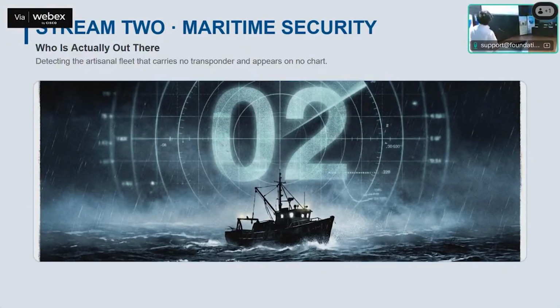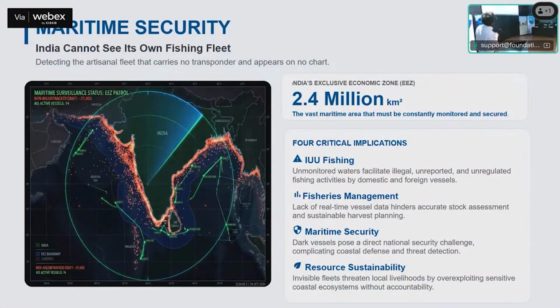Now the second thing was the maritime security aspect, especially related to the AIS. This is one of the very important aspects of maritime. India has around 2.5 million square kilometers of vast maritime region. In this, most of the fleets that are there don't have AIS. There is no proper monitoring system for them, and they usually go unnoticed. They don't give any signals, so we don't know about them.